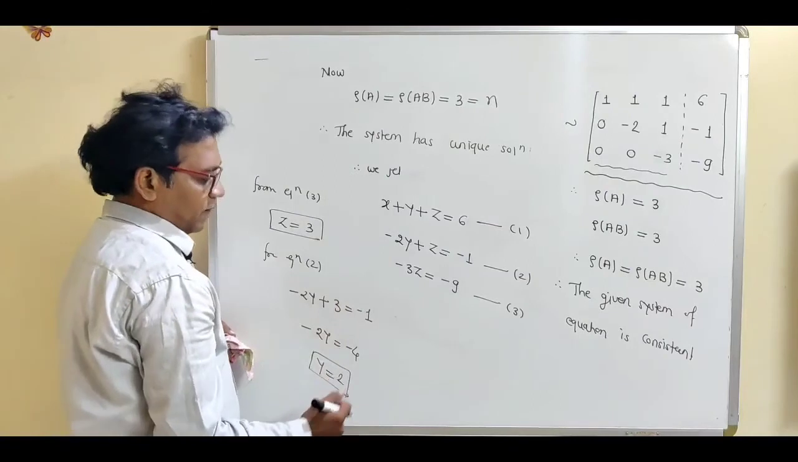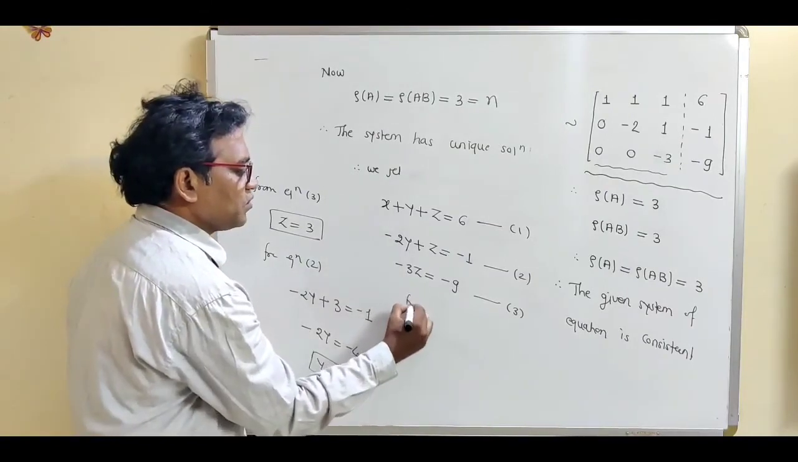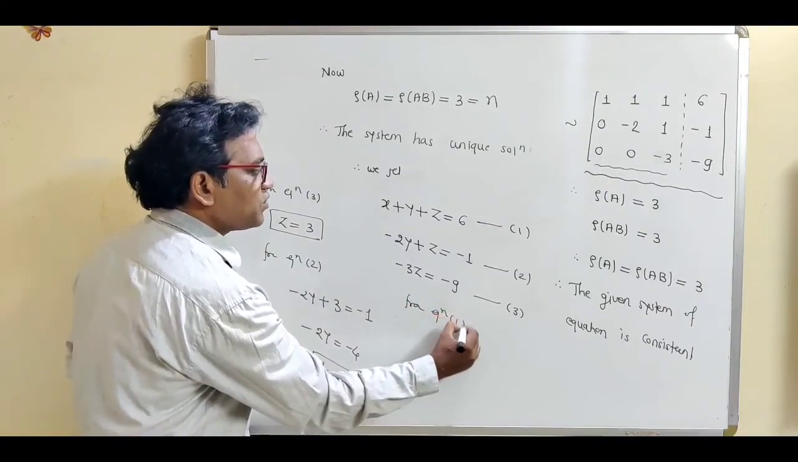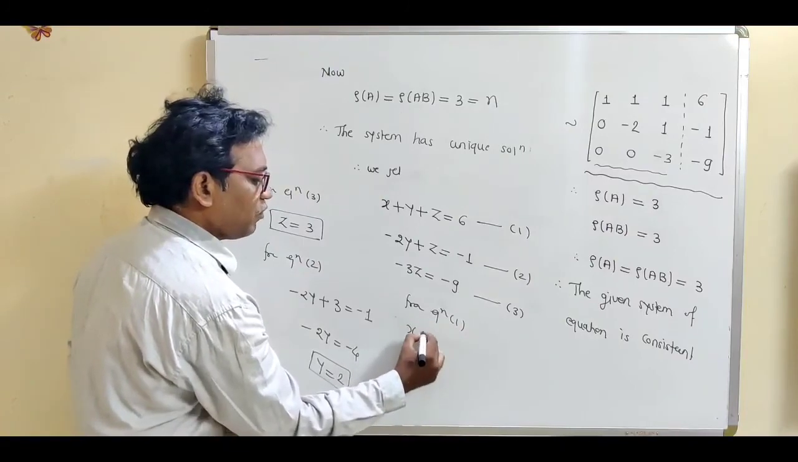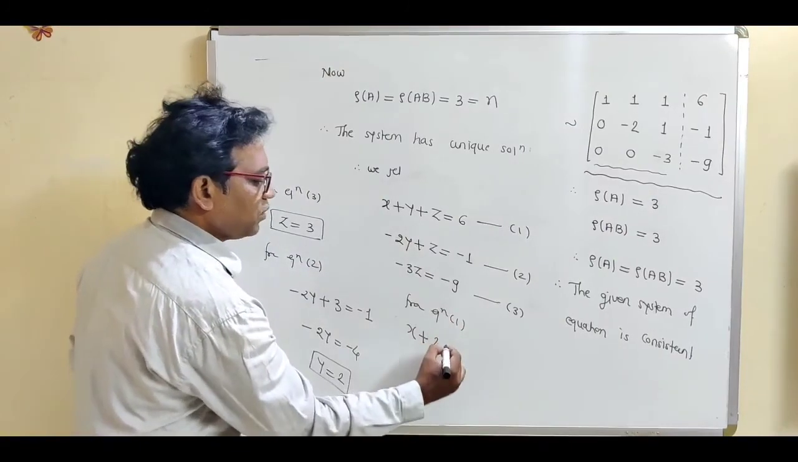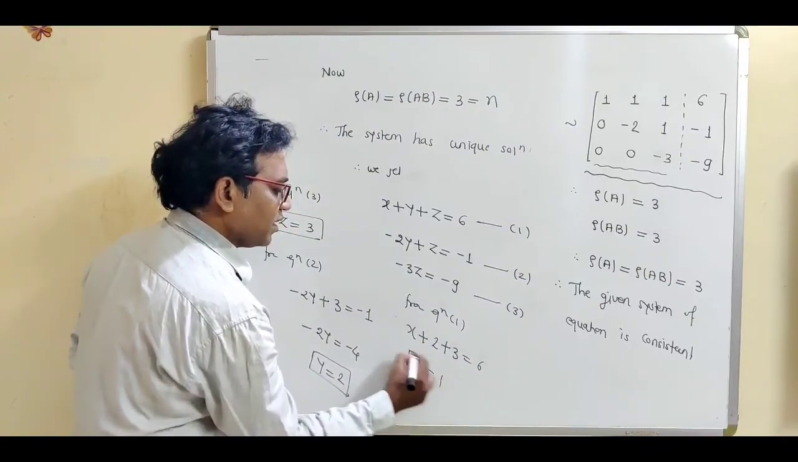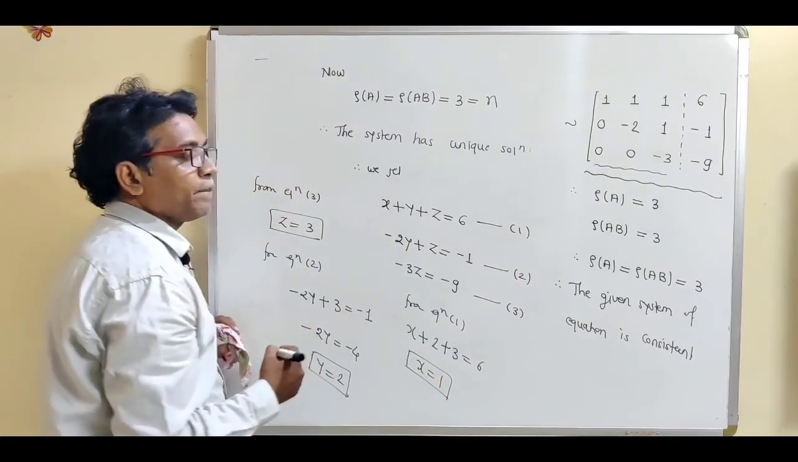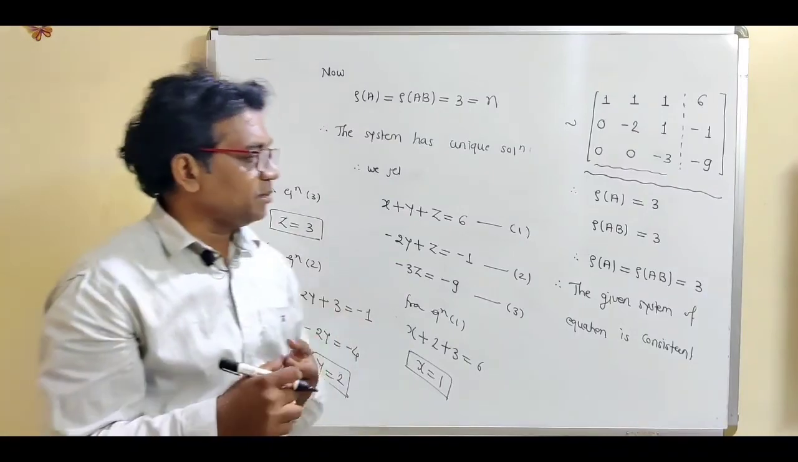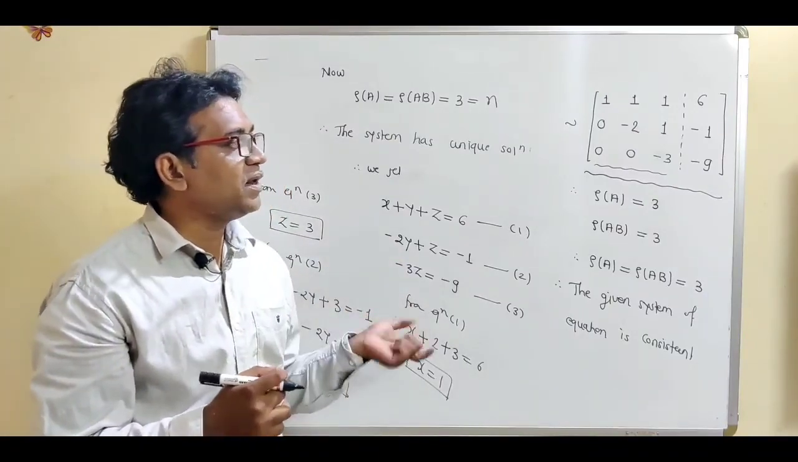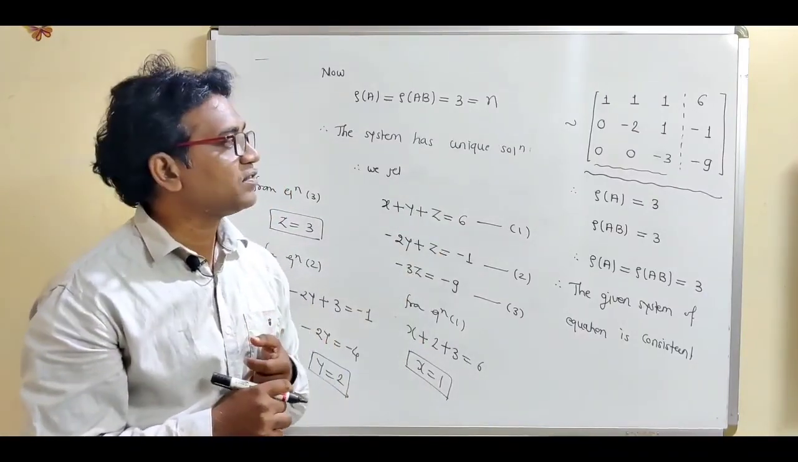And put z and y in the first equation. So right here, from equation 1, x plus, what is the value of y? It is 2. What is the value of z? It is 3, is equal to 6. So what is the value for x? x equal to 1. So remember this concept, how to solve the linear equation by using the matrix method.